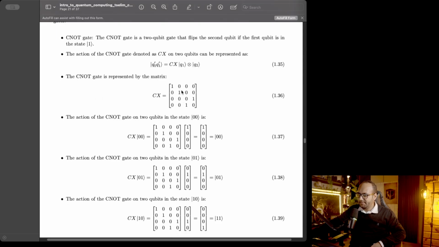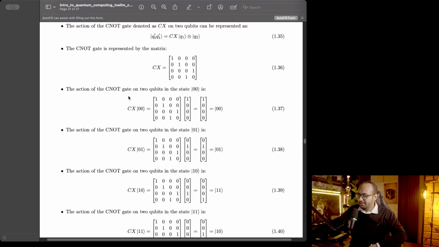This is the matrix representation, and we have to bear in mind that this is a matrix representation in big endian representation, because in Qiskit they use little endian. So in big endian, you number the qubits from left to right, but in little endian, you number them from right to left. Okay, so now this is the action of the CNOT gate.